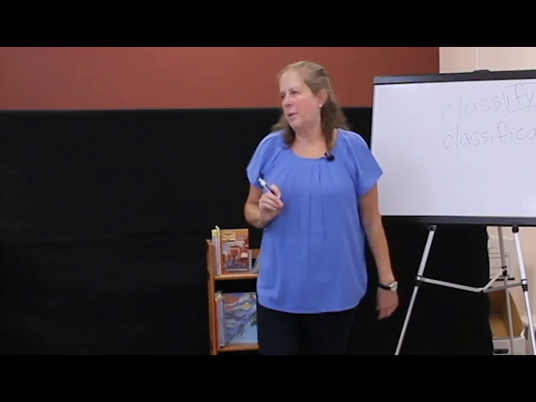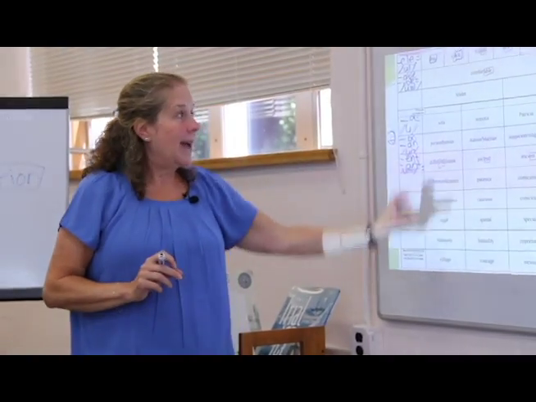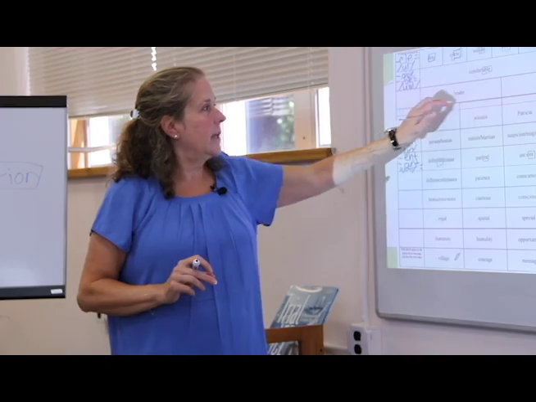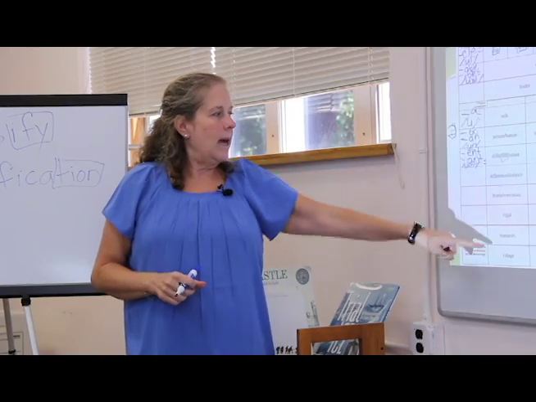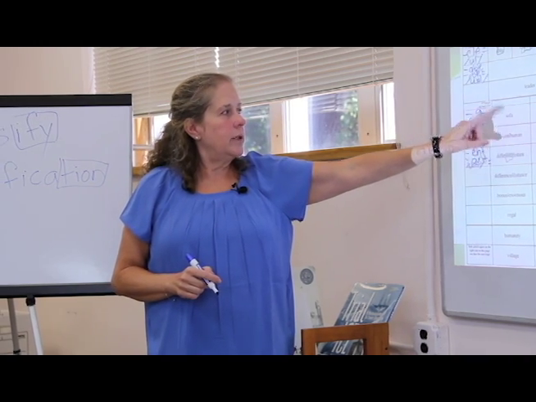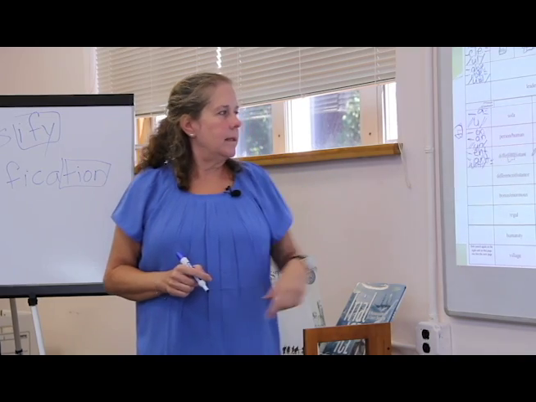All right, now here's the fun part. We're going to go classify the words again, but going down. Okay? We're going to fill in these headers above the columns. Going down this column, let's just read the first three words. Sofa, person, human, different, distant.